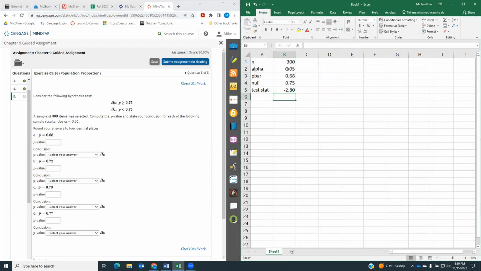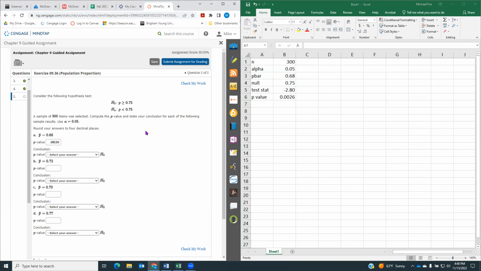So our test statistic, and what's nice is it's returning this to us in z's, okay, is a z of negative 2.8. And then we can find the p-value just by taking the norm.s.dist of that z-score and saying true. And since we're using a negative z-score, we don't have to adjust that in any way. We just know that the probability of getting a z of negative 2.8 is 0.0026. And it wants these in 4 decimals, so that's just right.